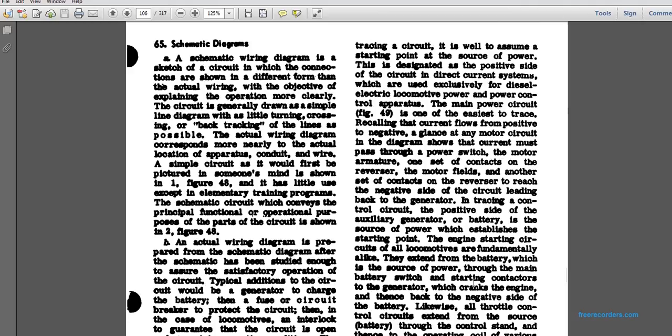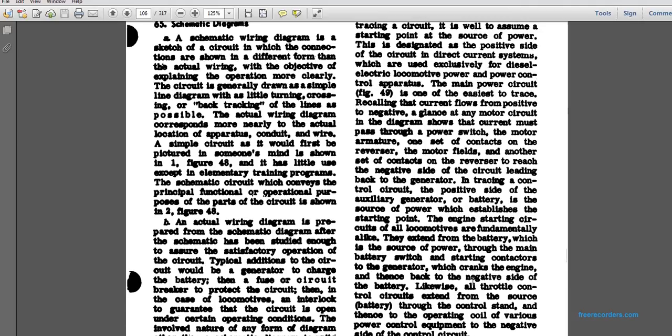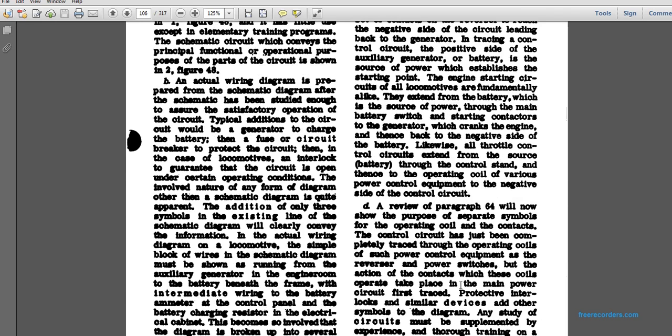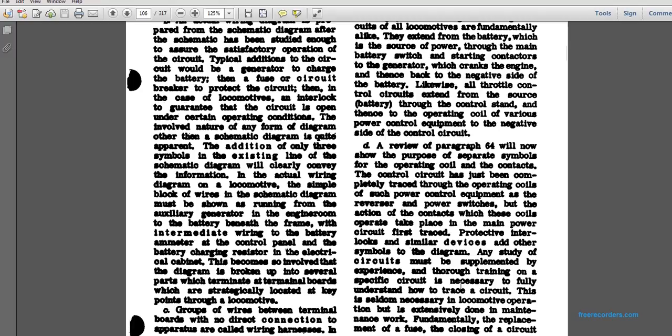Likewise, in all throttle control circuits, power is extended from the source of the battery through the control stand to the operating coils of the various power control equipment, then to the negative side of the control circuit. A review of paragraph 64 will now show the purpose of separate symbols for operating coil contacts. The control circuits have been completely traced for the operating coils and such.